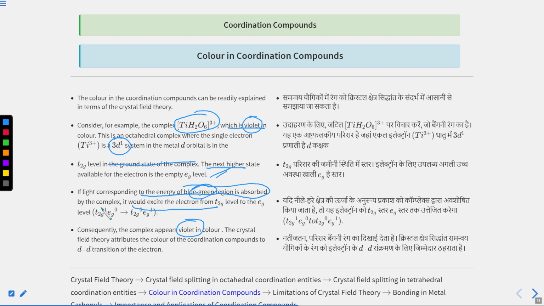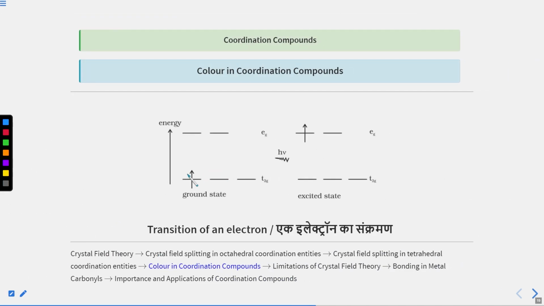The crystal field theory attributes the color of the coordination complex to the d-d transition. See, this is the d-d transition. Initially this is the ground state of the coordination compound. When it gets energy, the electron here excites to the eg level, and when it comes back, it releases energy in the form of light. Hence you will see light: the light that is absorbed, its complementary is being released, and the color we see is that complementary color.